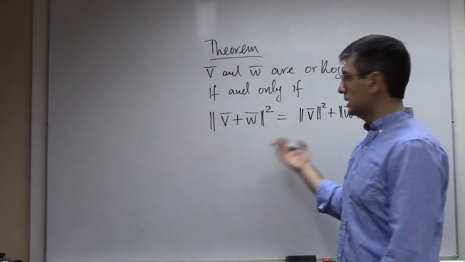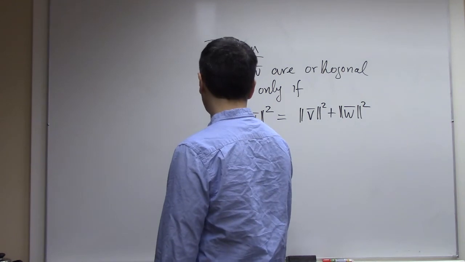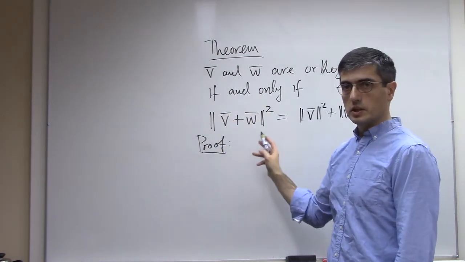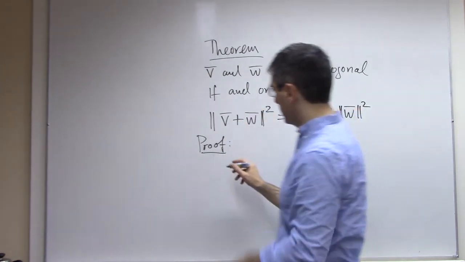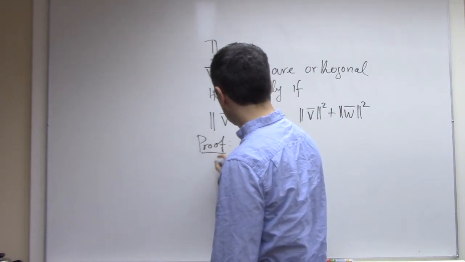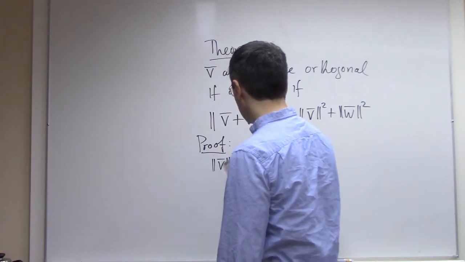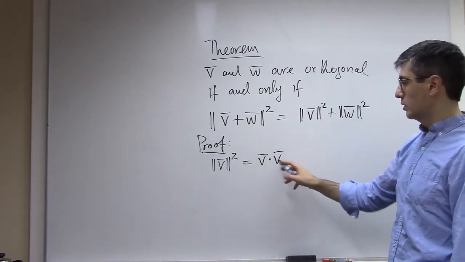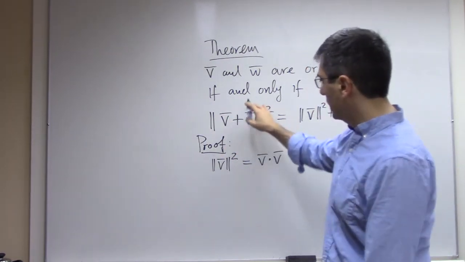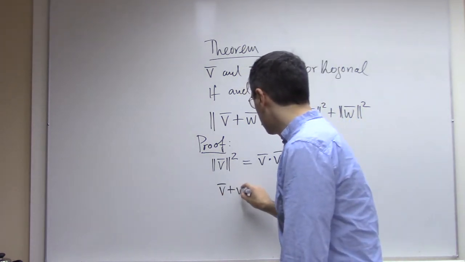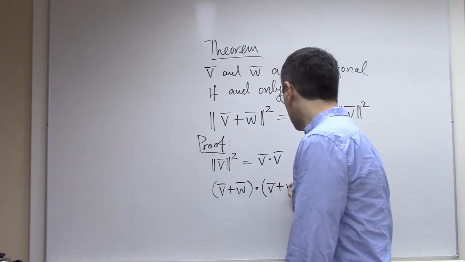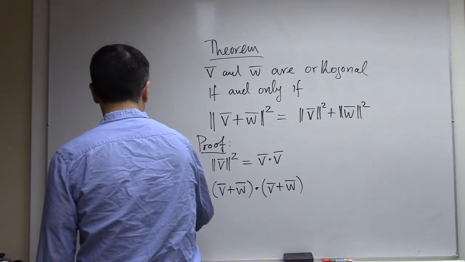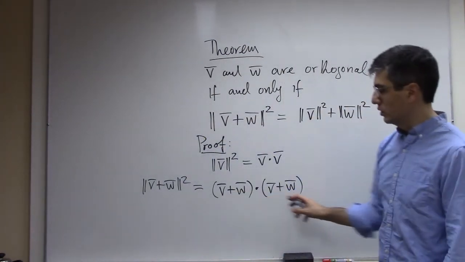Now, why? The reason is really simple here. Let me give you the proof. What you need to do is to go back to the definition and look at what this quantity is. In general, the length of the vector squared is really the dot product, because the length was defined as the square root of the dot product. So now what we have here is V plus W dot product V plus W. So the length of V plus W squared is equal to the dot product of the sum.